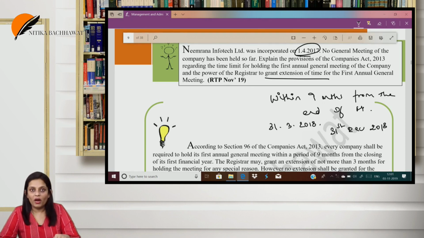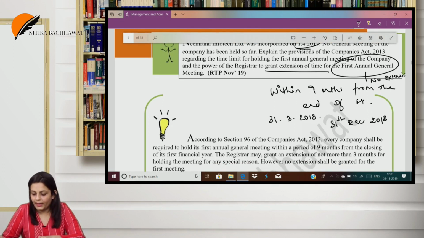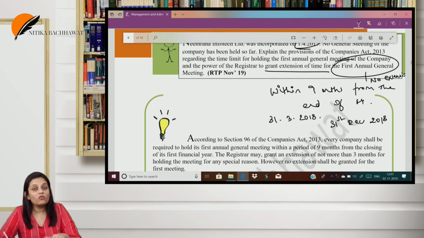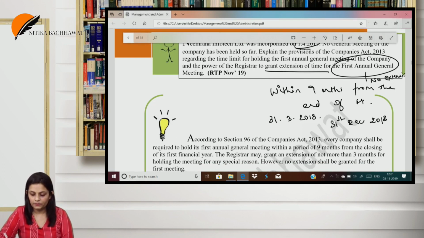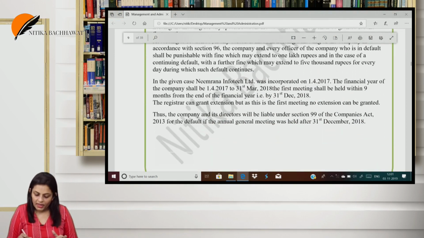Can the registrar grant extension? Yes. If the company is unable to hold the meeting, the registrar can grant an extension of not more than 3 months. However, for the first meeting, no extension can be granted. So, in this case, the registrar cannot grant any extension. So, in the given case, the company and its officers will be liable.